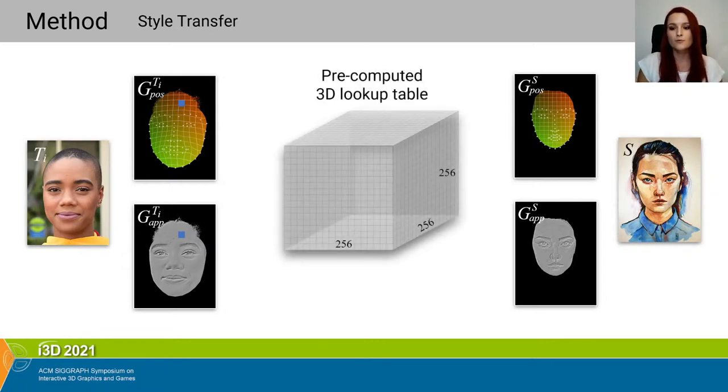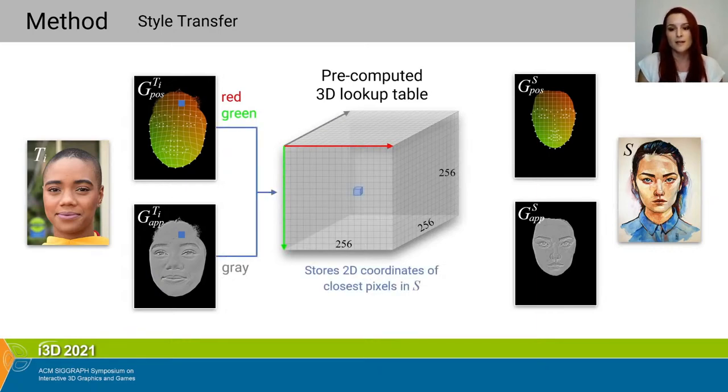Hence, we propose to use a 3D lookup table that maps all possible combinations of red, green, and gray intensities to the coordinates of the closest seed pixels in the style guidance. Note this lookup structure as well as the style's guiding channels are pre-computed.